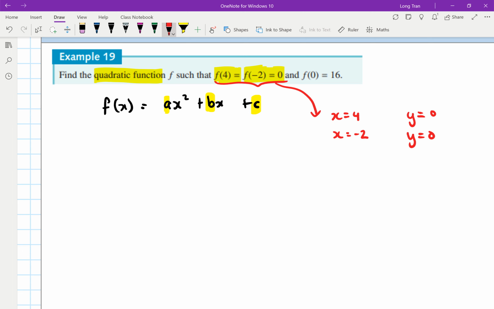Because if you break it apart, if they just wrote f of 4 equals 0, well, that just means when x equals 4, y equals 0. But they've done it in one nice succession, so that's why you know they're saying when x equals 4, y equals 0, and when x equals negative 2, y is equal to 0 as well. So they've just given you two coordinates. They said (4, 0) and (negative 2, 0). Now that's a big hint.